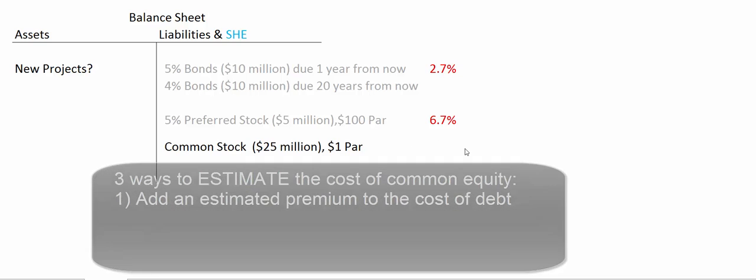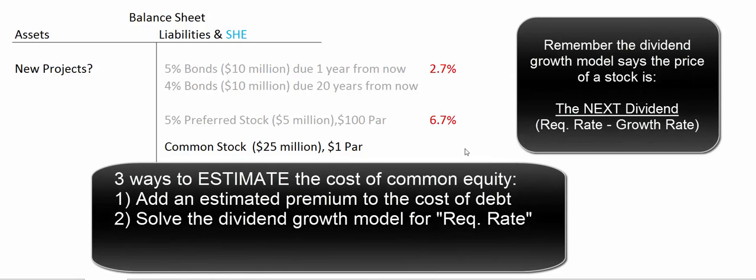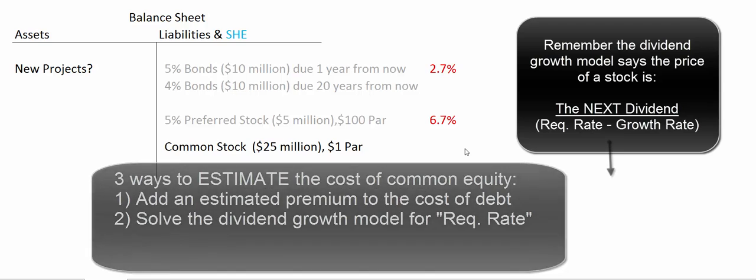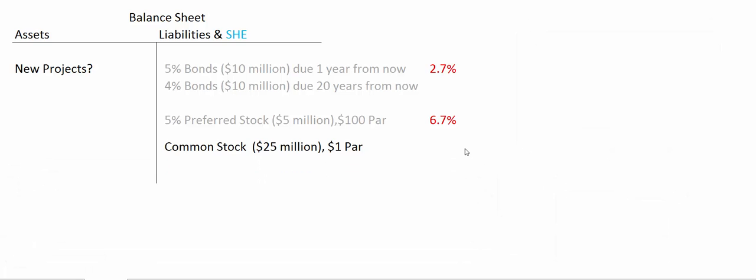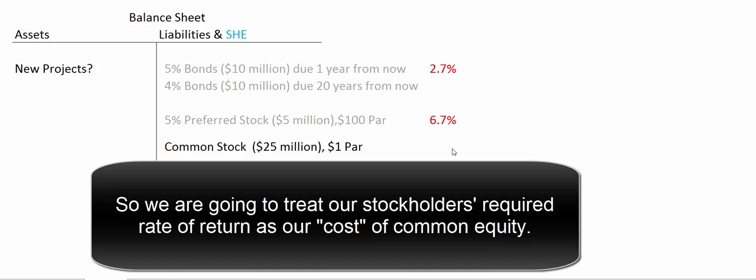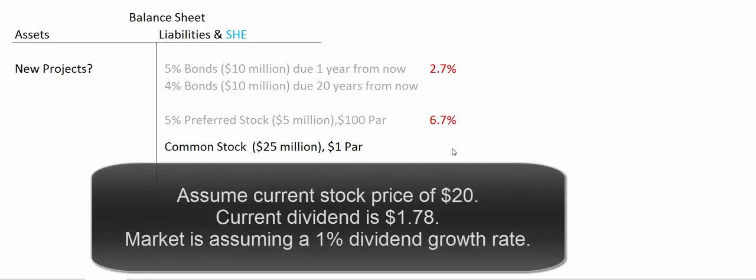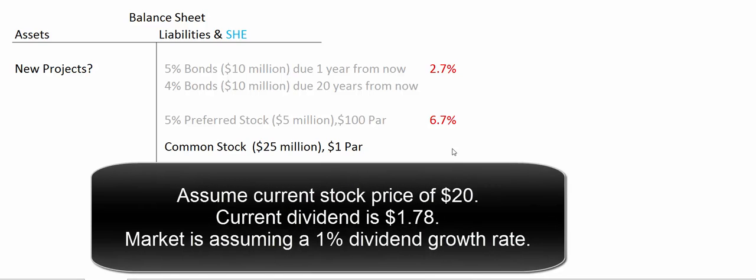costs us. Another way to do it might be to say, well, there's a required return that our investors need. And we know from our formula that the next dividend divided by the price of the stock now plus the anticipated growth rate in the dividend should give us the required return that investors need. And if we don't get that required return, they'll sell our stock. So let's pretend our stock currently is trading for 20 bucks. The dividend is currently $1.78, and we think that the market thinks it's going to grow at 1%.